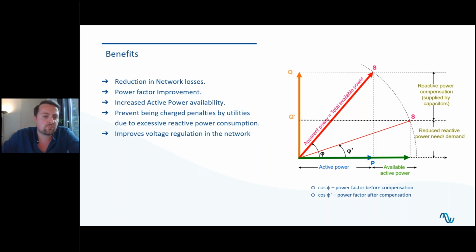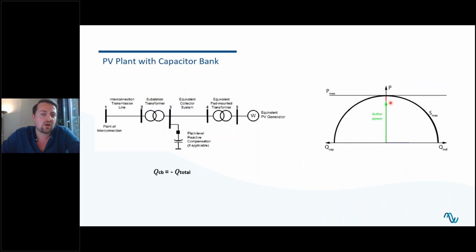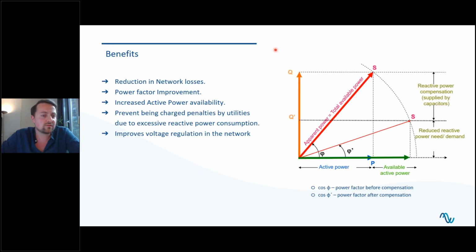It will increase active power availability. This is explained by the PQ diagram before. When we compensate the reactive power losses, the inverters are available to generate at full active power output. It will also prevent being charged penalties by utilities due to excessive reactive power consumption. Usually, utilities will charge either consumers or generating plants if they consume high amounts of reactive power. These are added costs for the plants, and by compensating for these reactive power losses, we can prevent these penalties.